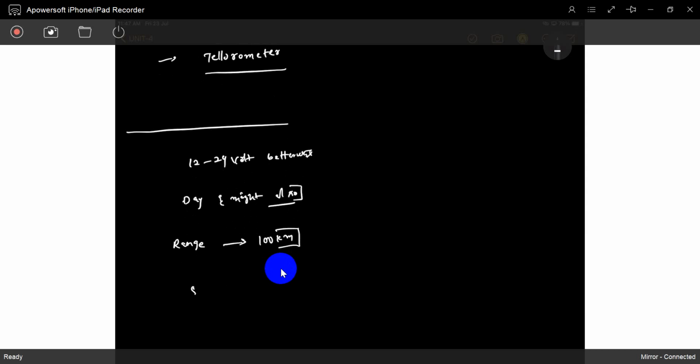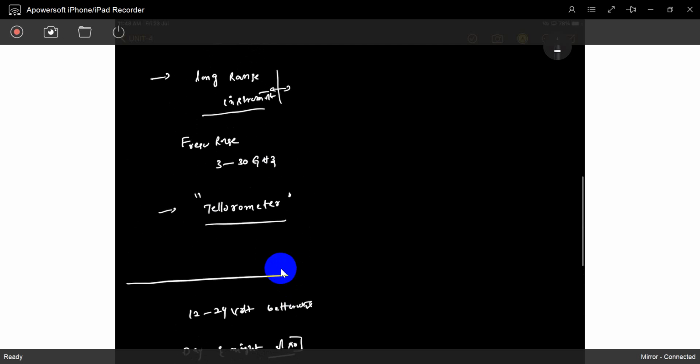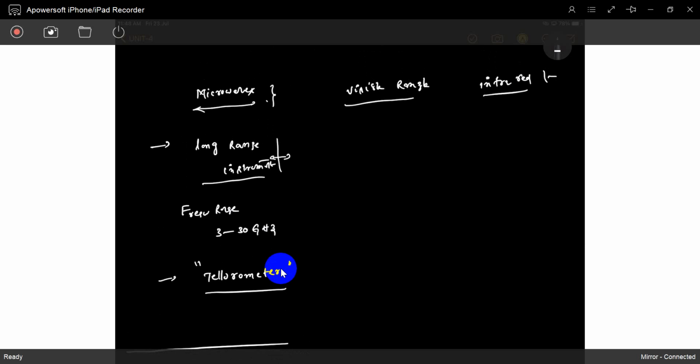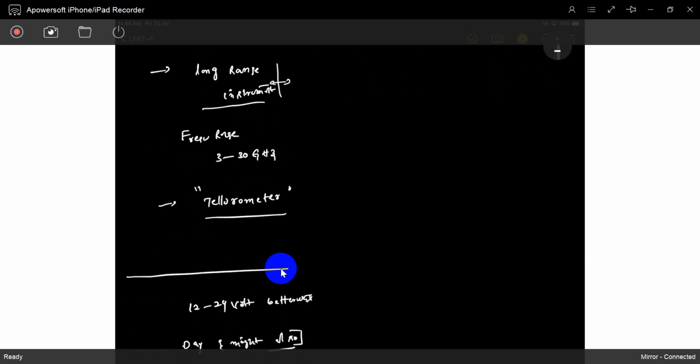It requires skilled persons. These are the things we have to learn about the microwaves using EDM instruments. Nothing more than this. Okay. It is a long range instrument. Frequency range is 3 to 30 gigahertz.